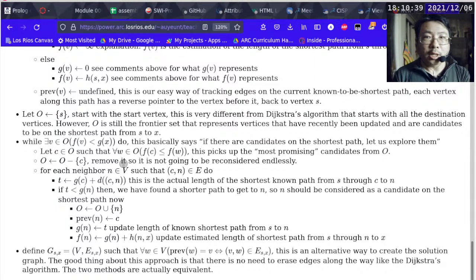The A star algorithm does not take care of that. It does not find alternative paths. Even if two paths have exactly the same length, it will only register one of them as part of the solution. The other one is not going to be in the solution itself.